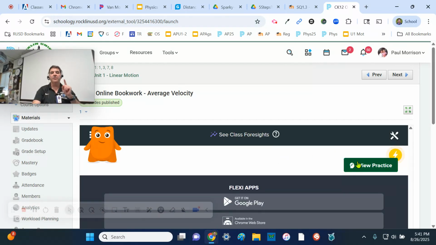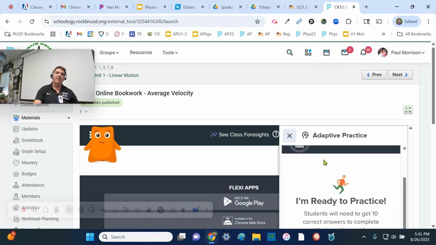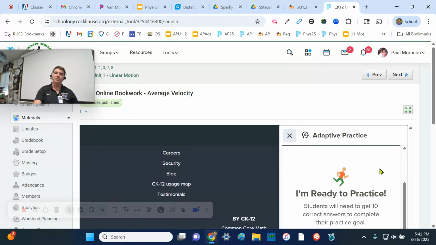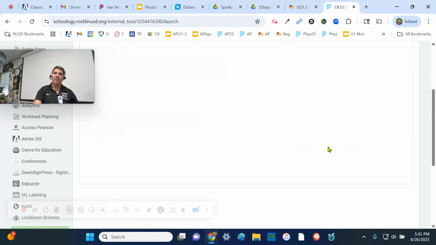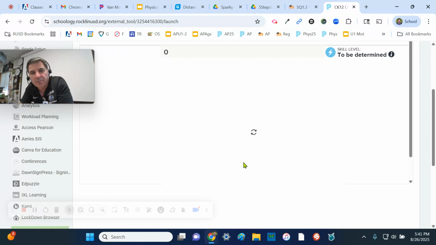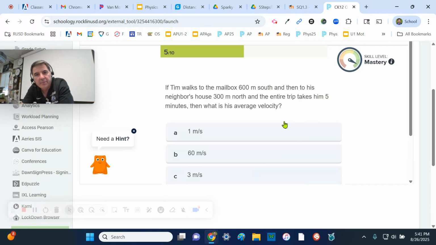So I go down to review practice, right? And then I try the practice. Okay, so I'm going to try this practice. If I can, let me scroll down, right? And it's going to give me a bunch of questions, right? Tim walks to the mailbox 600 meters south and to his neighbor's house 300 meters north. The entire trip takes him 5 minutes. Careful. What's his average velocity?